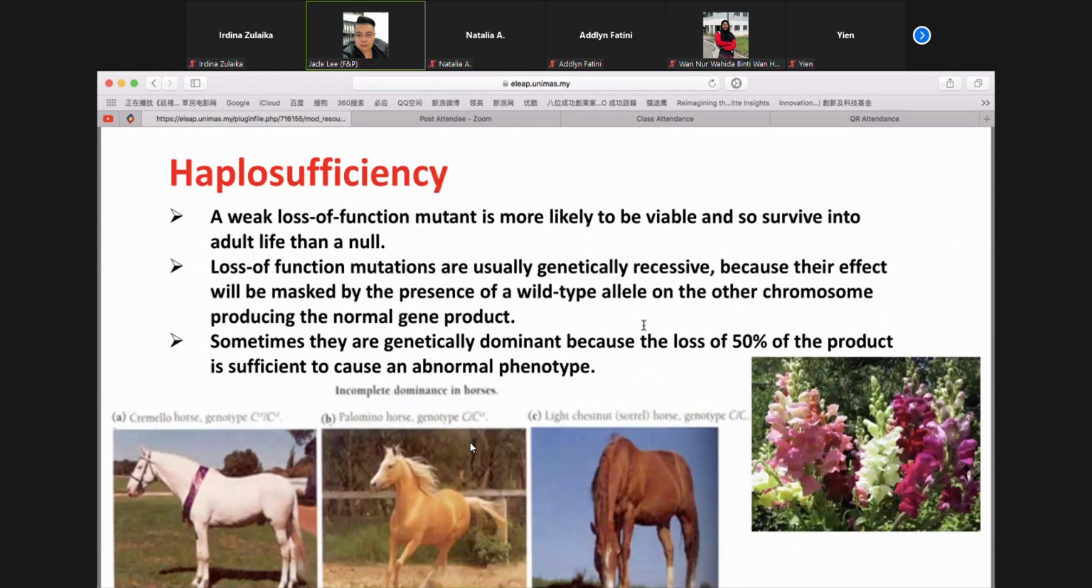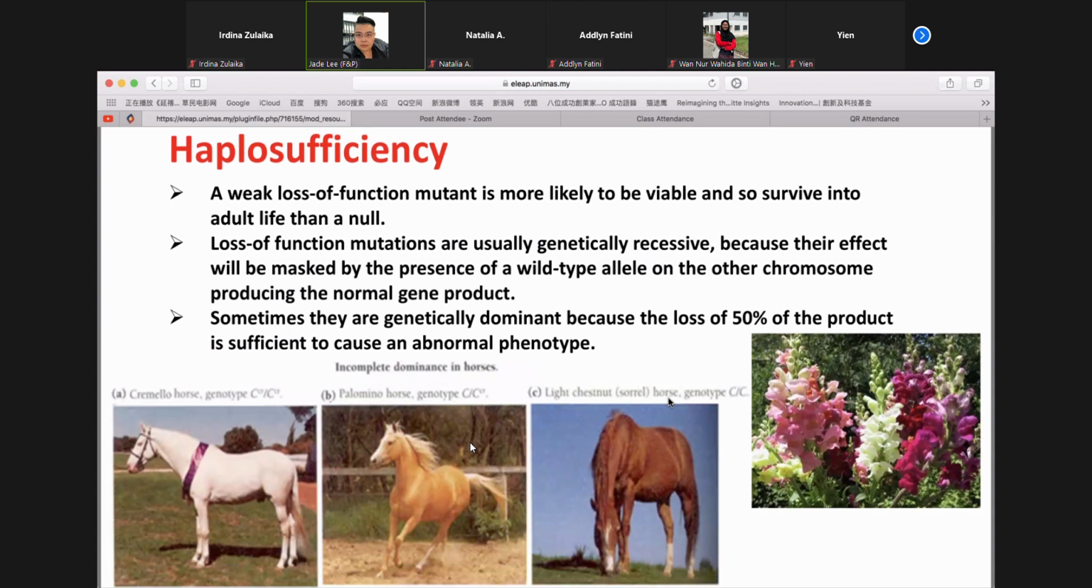So if we look at haploinsufficiency, I hope this slide is very familiar to all of you. A weak loss of function mutant is more likely to be viable and so survive into adult life than a null. Do you understand what I mean?